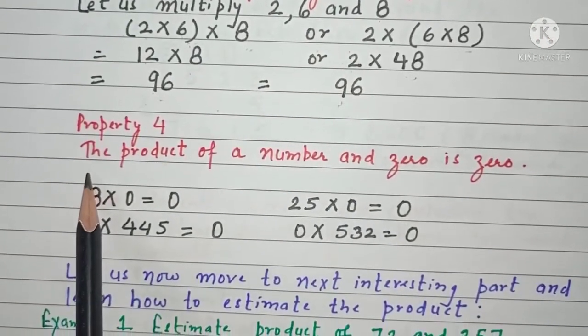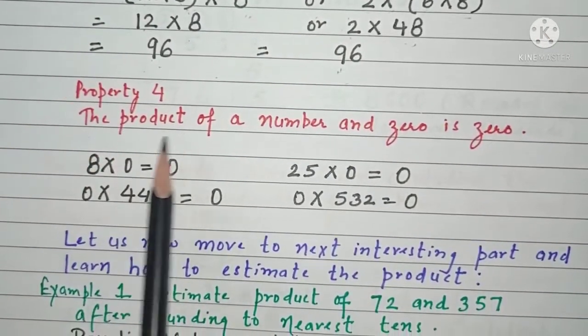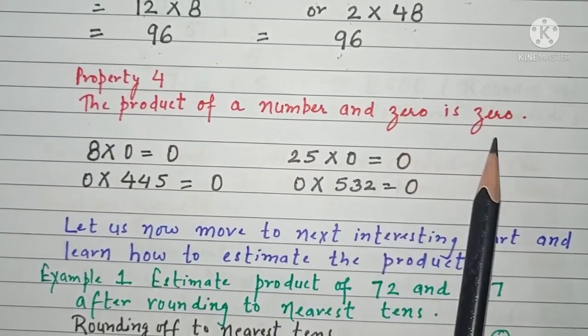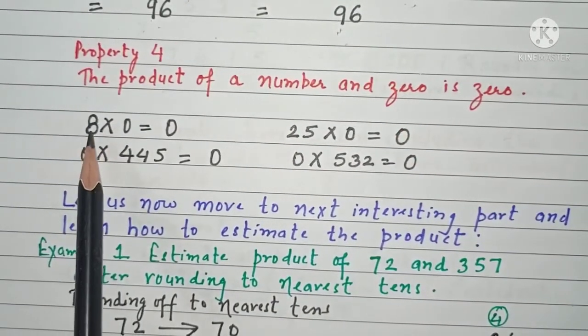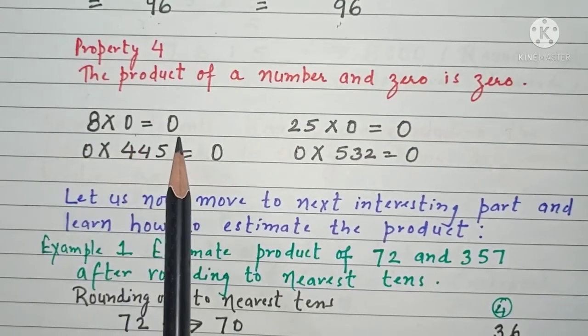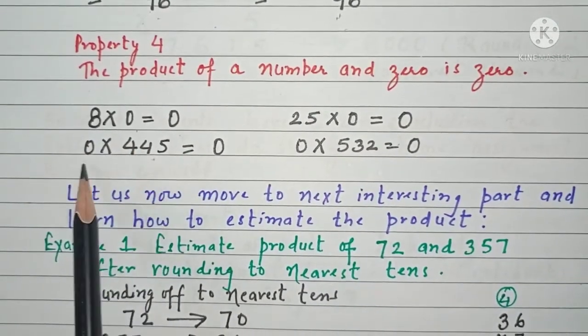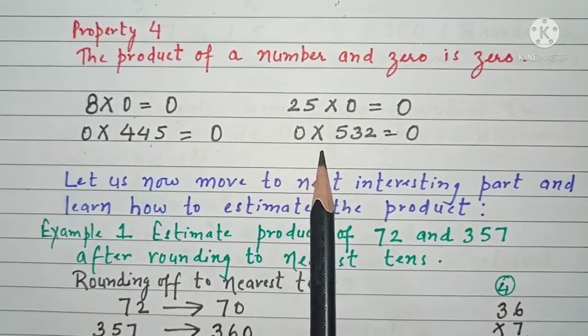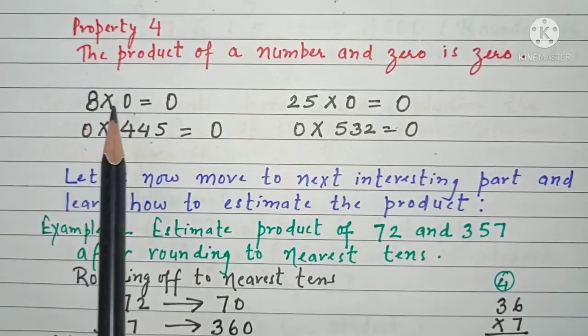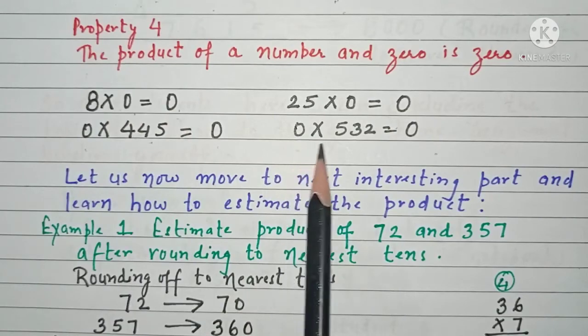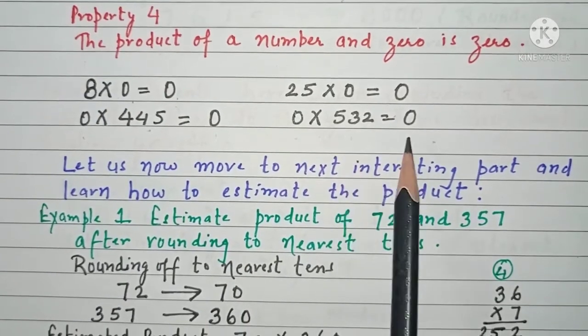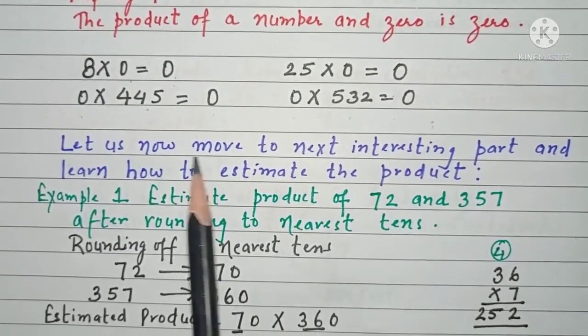Now, the fourth property, very simple. The product of a number and 0 is 0. You multiply any number with 0, the answer will be 0. Or you multiply 0 with the number, the answer will come out to be 0. For example, 8 into 0 is 0 and 0 multiplied by 532 is also 0.